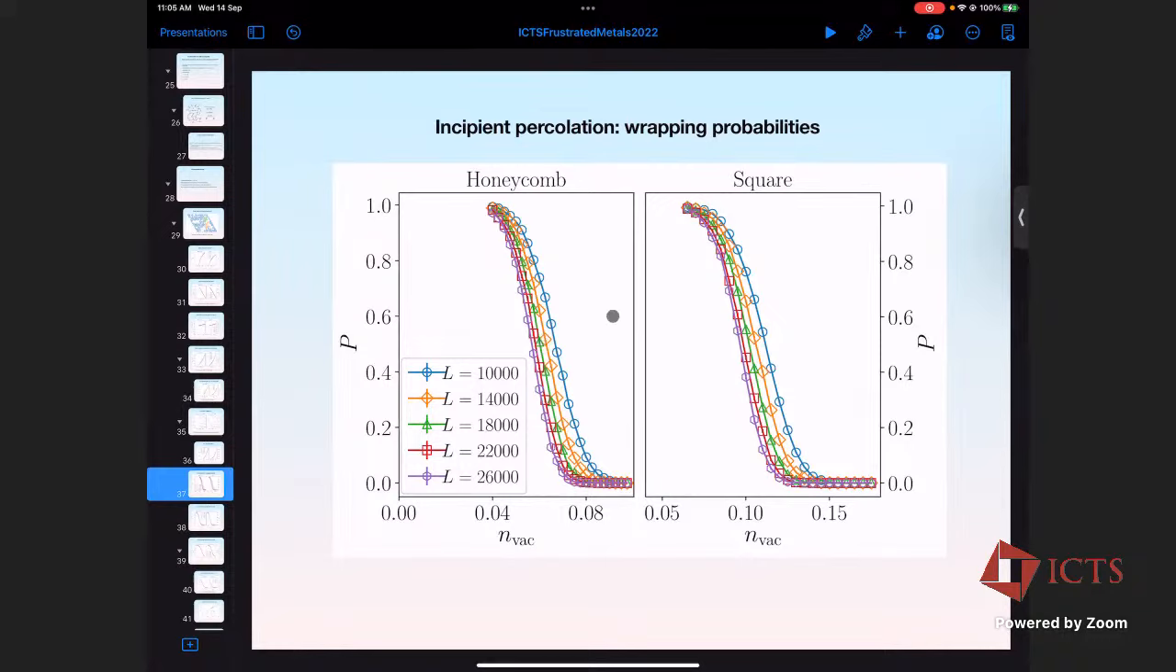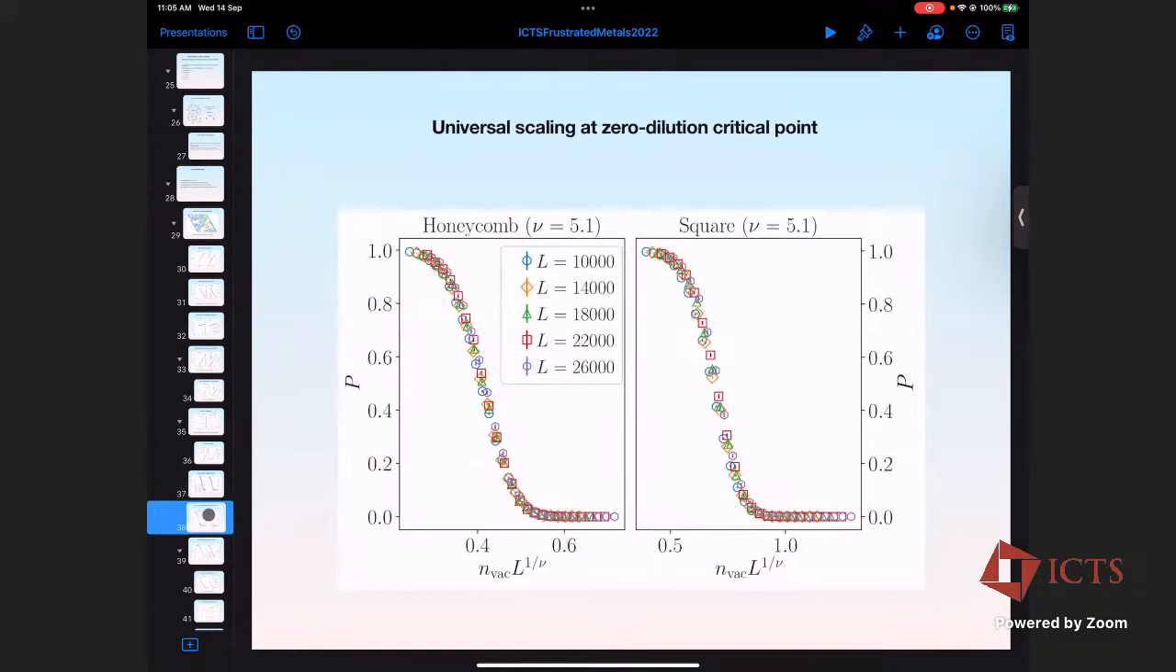So this doesn't fit in with the scenario of a non-zero dilution critical point. Instead, what we find is that it scales beautifully if you just use that scaling form, but put the critical dilution to 0. In other words, there's an incipient percolation transition as you approach zero dilution. But there isn't a non-zero dilution percolation transition. This is site disordered honeycomb and square lattices. This universal scaling, but with critical value of dilution equal to 0.